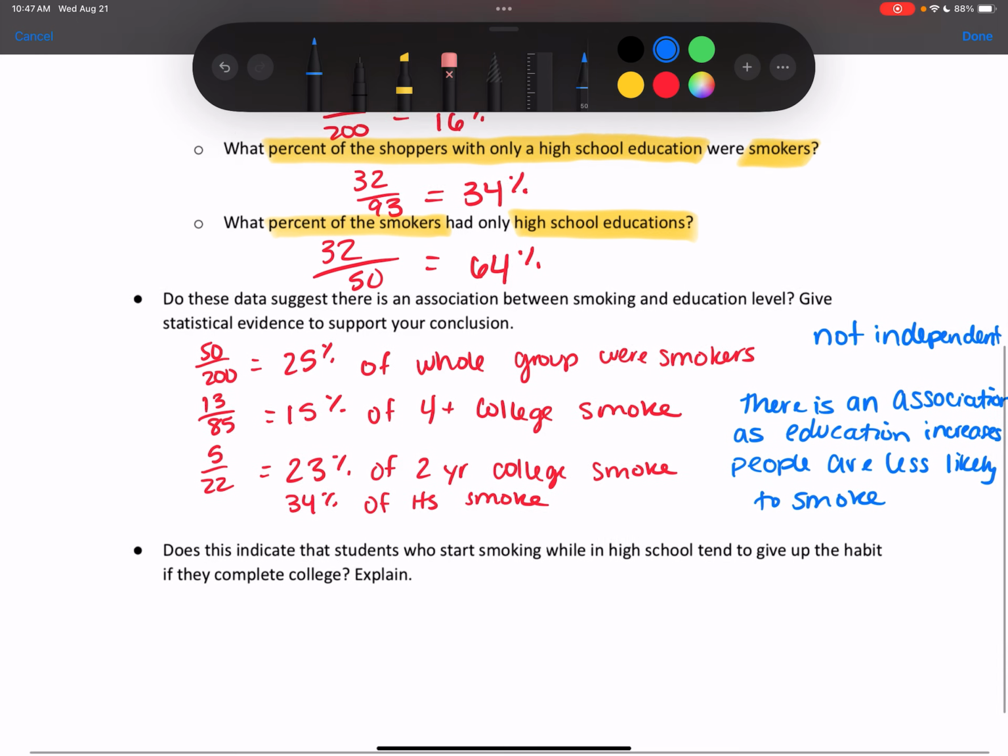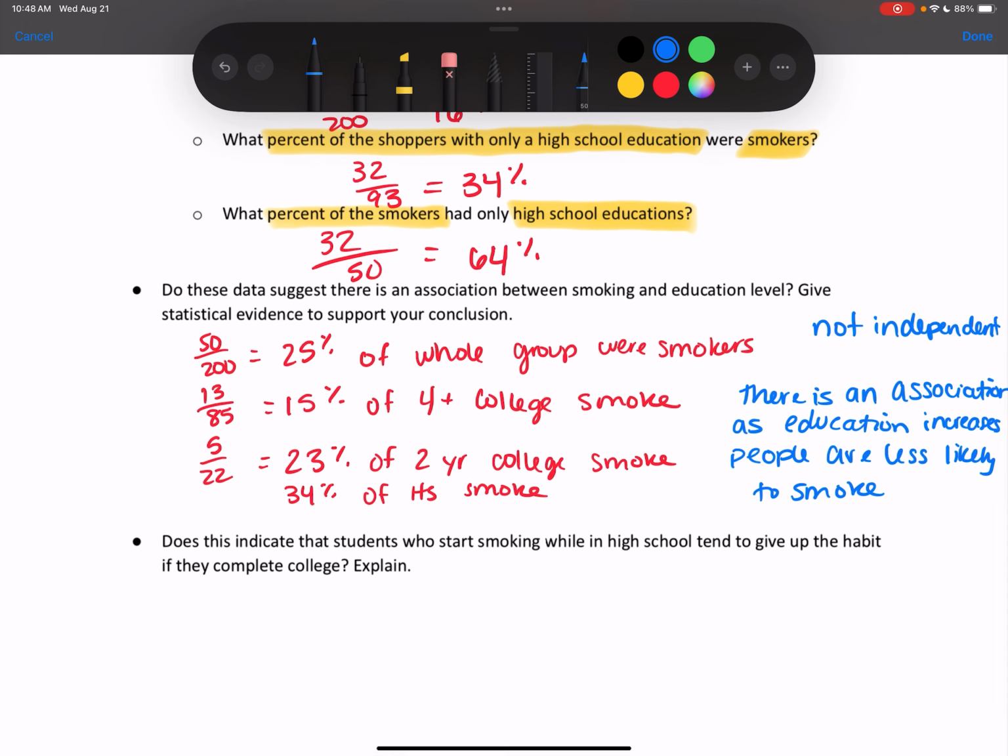So, based on that, does this indicate that students who start smoking while in high school tend to give up the habit if they complete college? Yes. Why? Because less people are doing it? Probably not. Josh, you want to tell them? I think it's something like correlation doesn't mean causation. Right. Something like that. No. Because these people only had a max education of whatever.